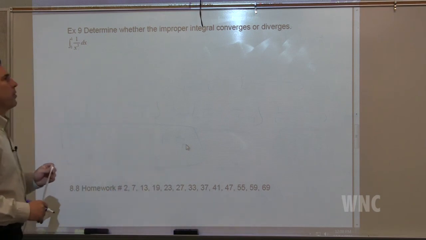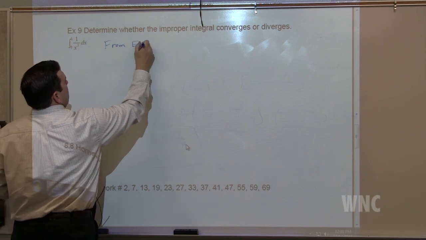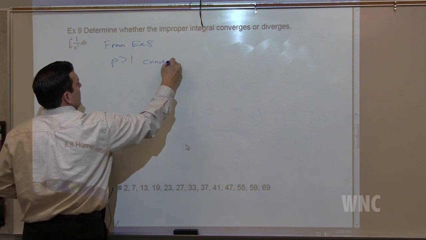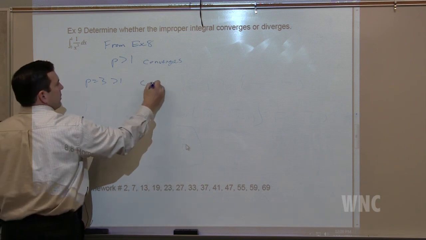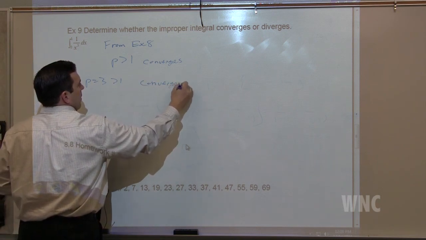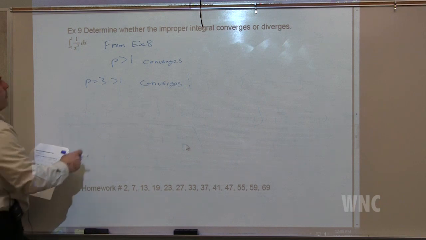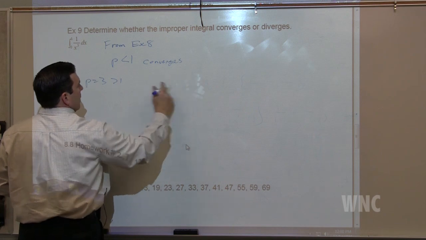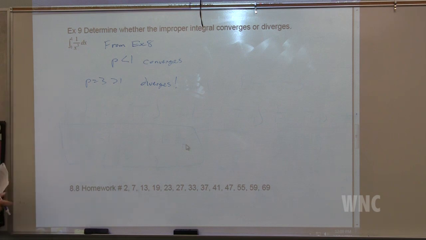Determine whether the improper integral converges or diverges. So from example 8, if p is greater than 1, it converges. Well, in this case, p equals 3, which is greater than 1, so this converges. That's it. Oh, I got that backwards. P is less than 1, it converges. P is greater than 1, so this diverges. Oh, got that backwards. Diverges. Sorry about that. So this diverges.